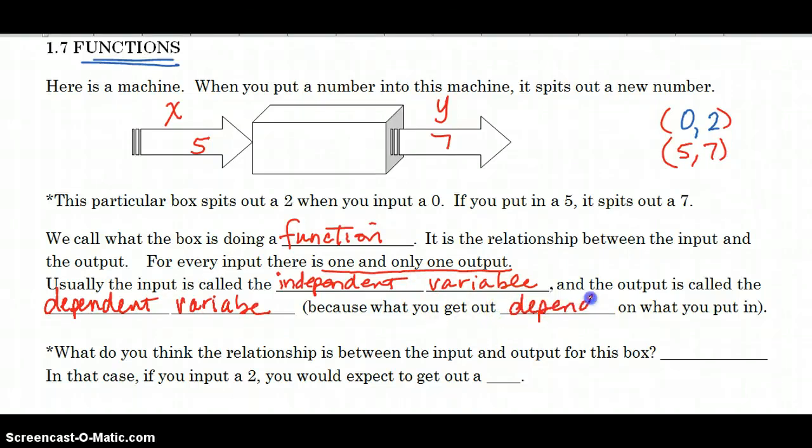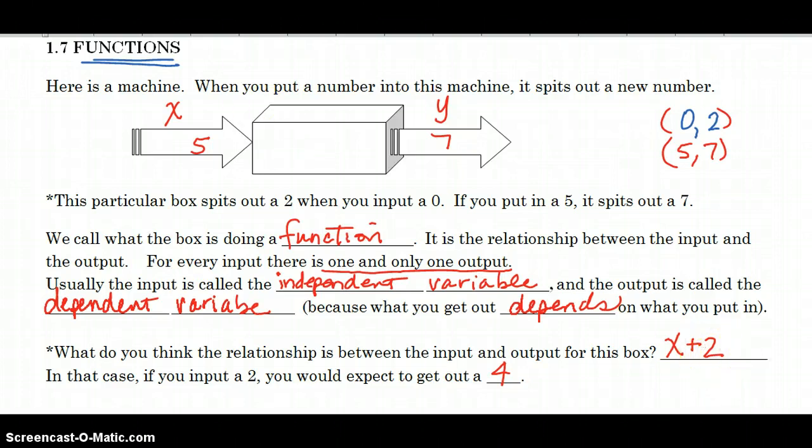It depends. Alright, so what do you think the relationship is in our box here at the beginning? When we put in 0, we got out 2. We put in 5, we get out 7. I think that whatever you put in for X, you add 2. That would be our function. So in that case, if you input a 2, you should get out a what? I hope you said 4, because we're adding 2 each time.